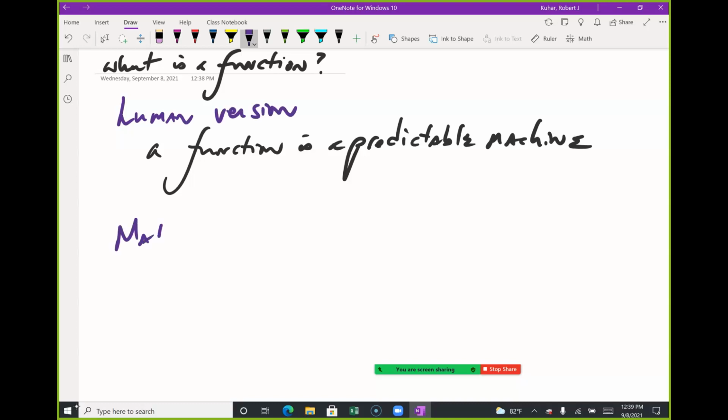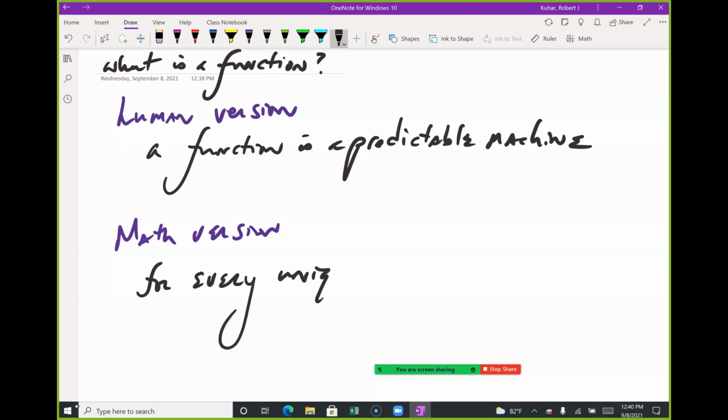Our math version says, for every unique input, right? For every unique input, every time I multiply 7 times 4, I should get the one and only one answer. For every unique input, there is one and only one result.